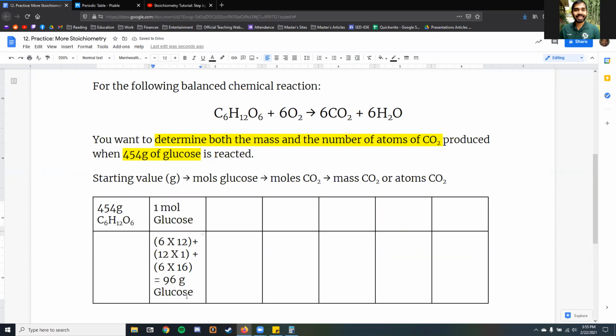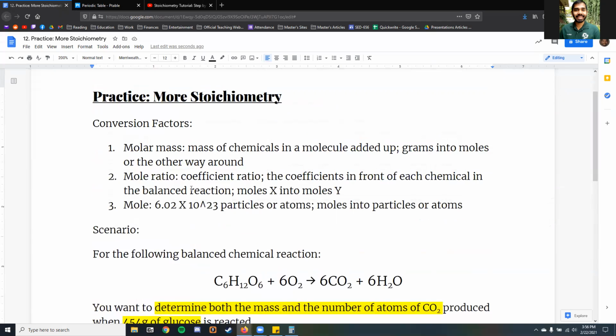And so our units will cancel out. We can move on to the next step. We turned our mass, our starting value is a mass, into moles. Next, we're going to switch from moles of X, in this case glucose, into moles of Y, CO2. Right? We're using the mole ratio.